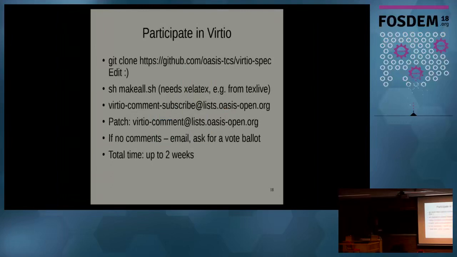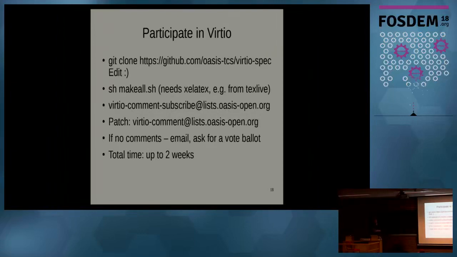By the way, if you want to participate in Virtio or work on a Virtio specification, or you have a new feature or a new device that you want to add, this is actually quite easy and also fun. You basically just download the specification source from GitHub. You edit it, it's LaTeX, so you have to build it, compile it, and look there to make sure it looks right. And once you've done this, you basically just subscribe to the Virtio common mailing list.